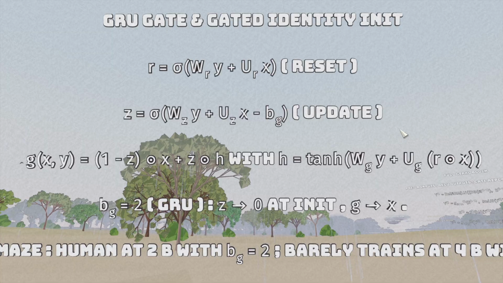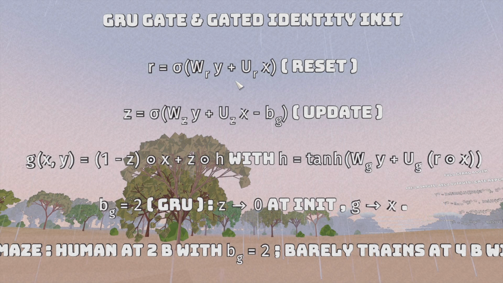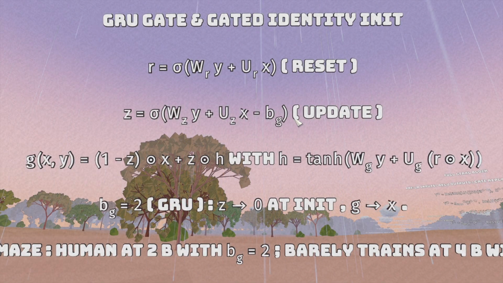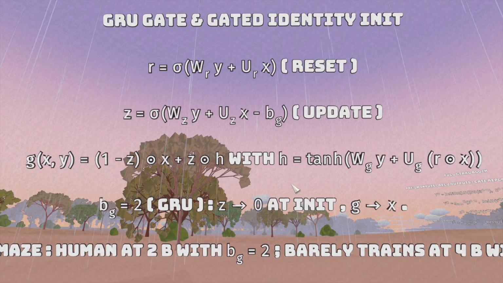The GRU gate inherits the structure of the GRU cell, untied across depth, in which two sigmoidal gates are formed from the layer input X and the sublayer output Y: a reset gate R that controls how much of X feeds into the candidate, and an update gate Z that controls the interpolation between X and this candidate. The candidate H is a tanh-bounded combination of Y with a reset-gated X, and the output when Z is 0 recovers the input, and when Z is 1 recovers the candidate.